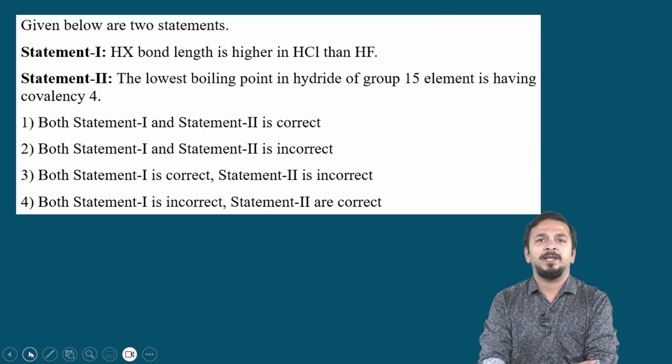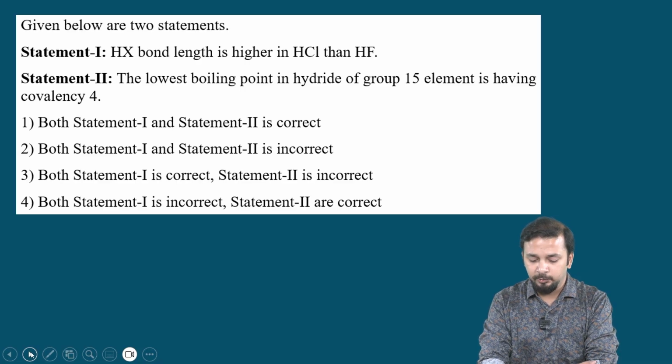The next question is from inorganic chemistry. They have given two statements and they are asking which is correct and which is incorrect. So let's read it. Statement 1 says HX bond length is higher in HCl than HF. And statement 2 says the lowest boiling point in hydride of group 15 element is having covalency 4.